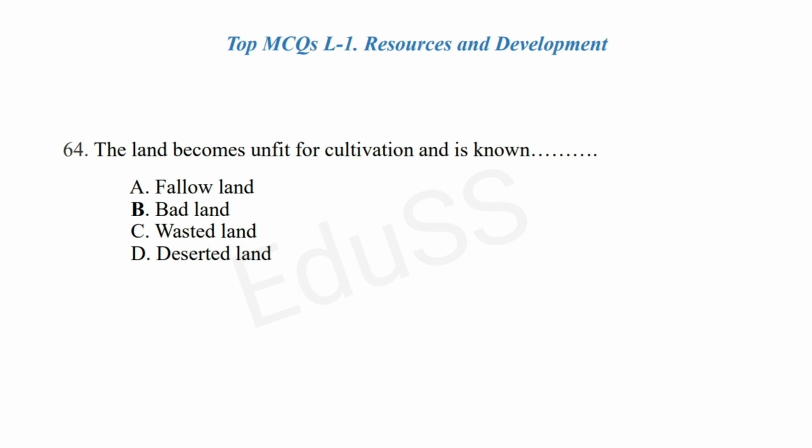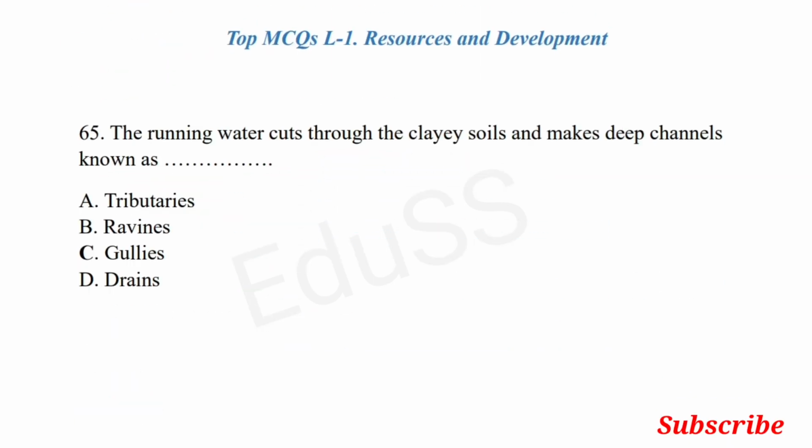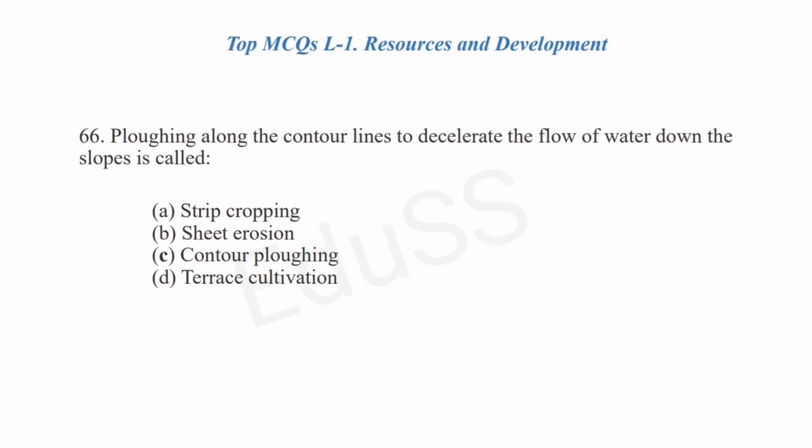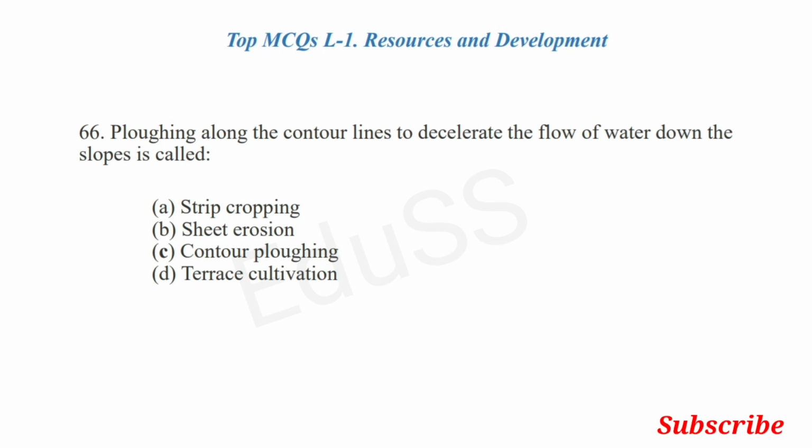The land becomes unfit for cultivation and is known as bad land. Next. The running water cuts through the clay soils and makes deep channels known as gullies. Next. Plowing along the contour lines to decelerate the flow of water down the slopes is called contour plowing.